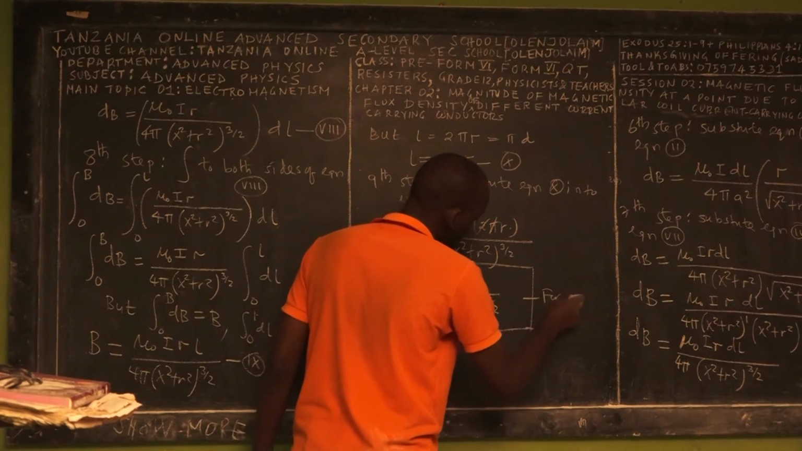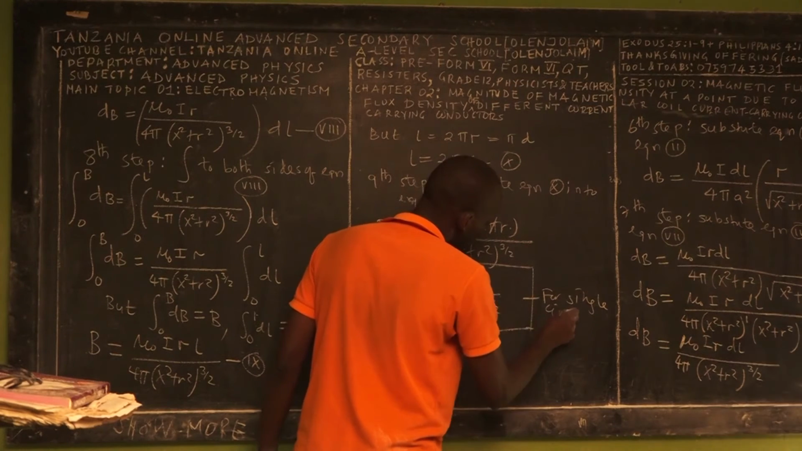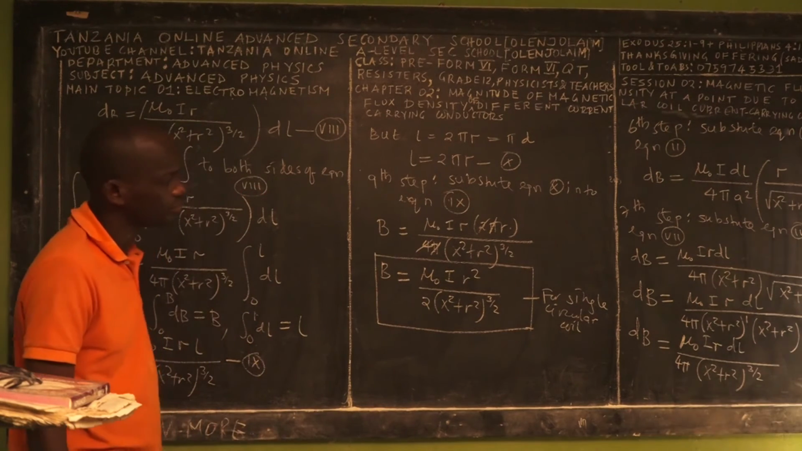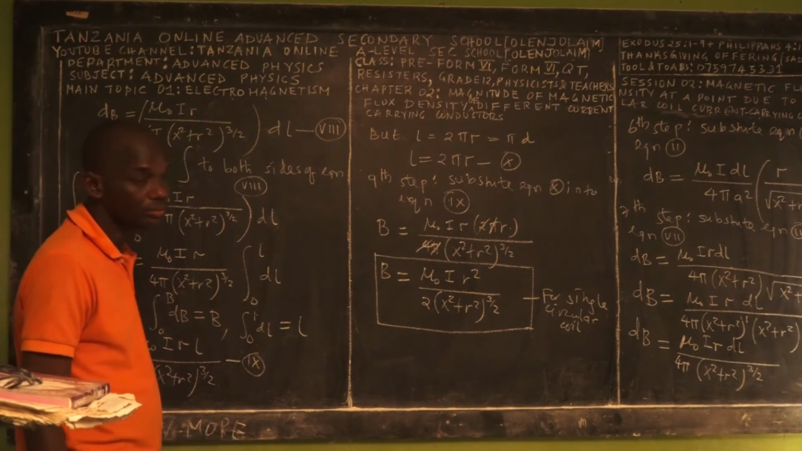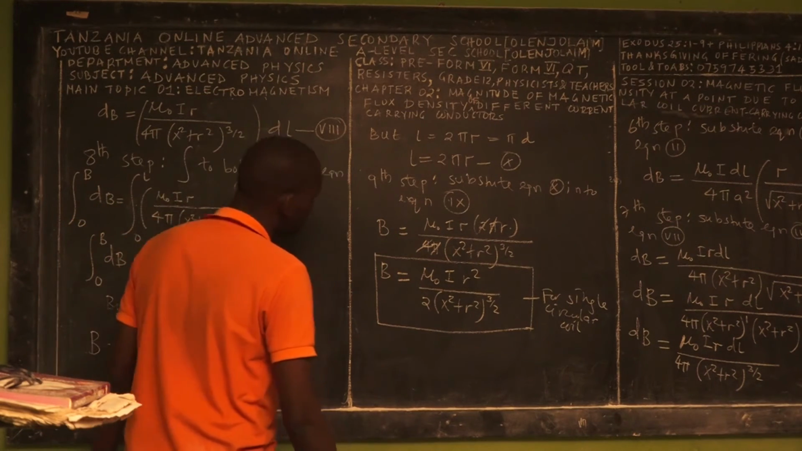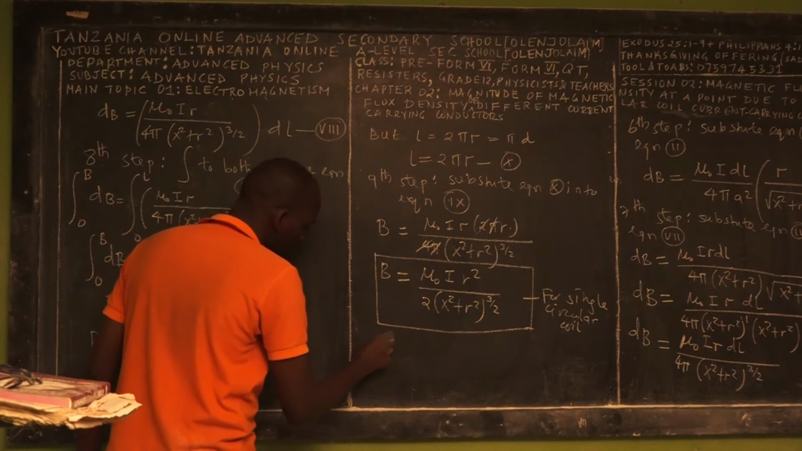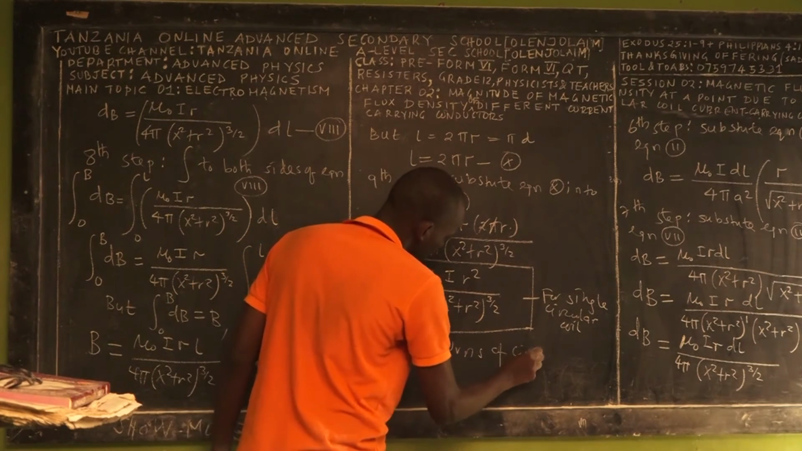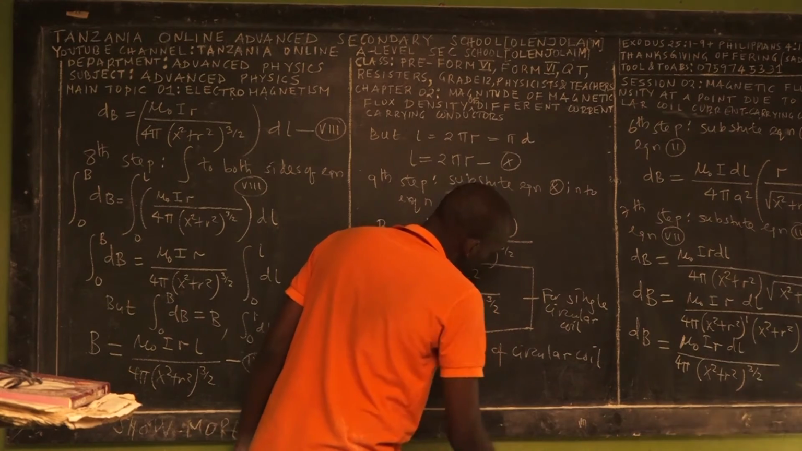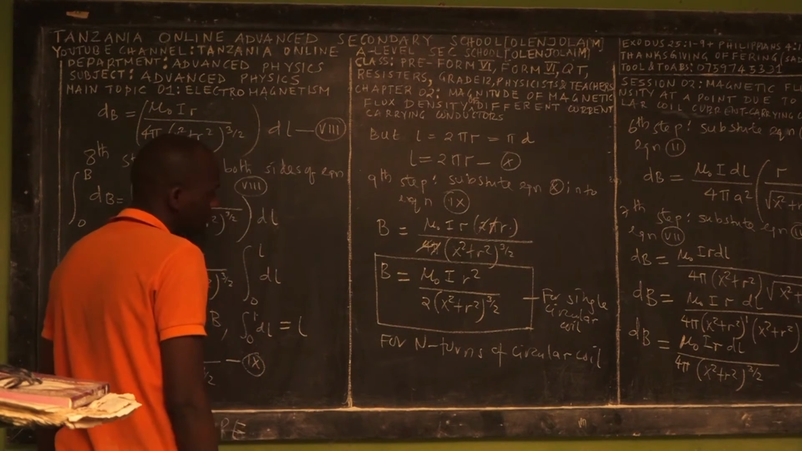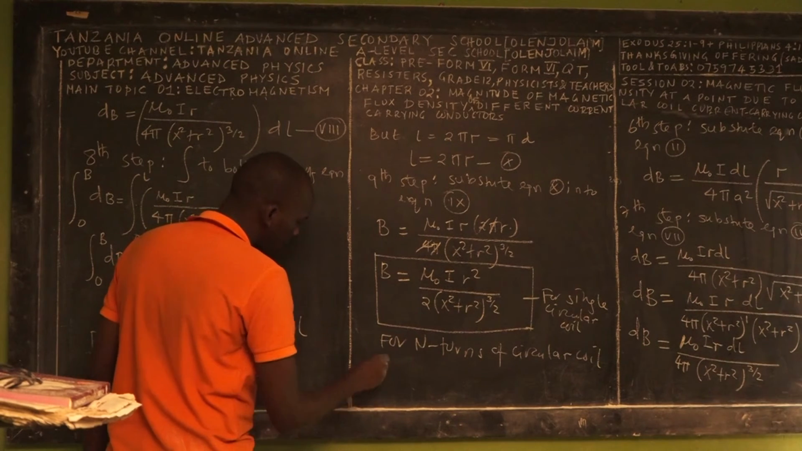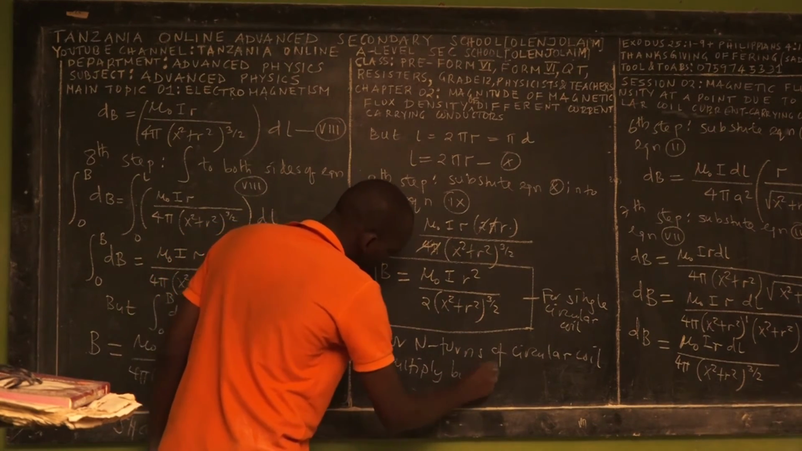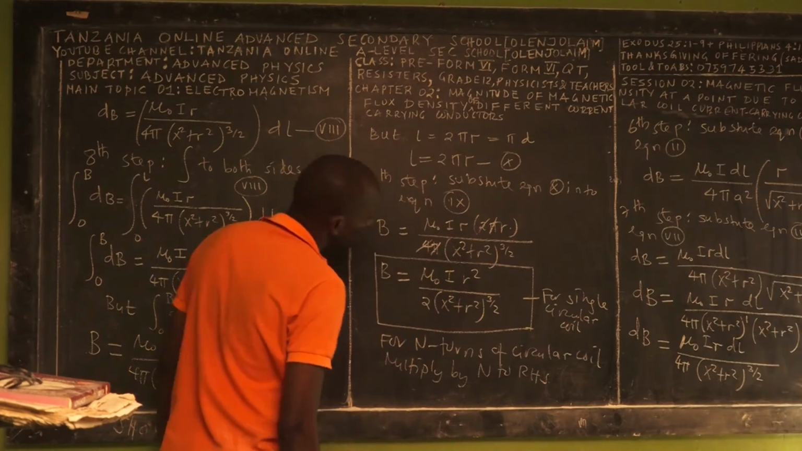This is for a single circular coil. So for n turns of circular coil, we say that we apply a factor of n to the right-hand side of this formula.